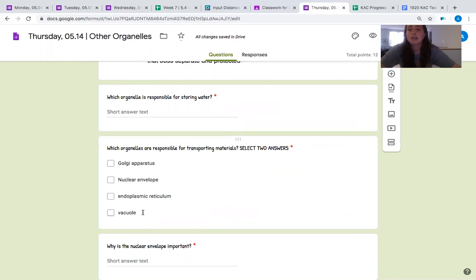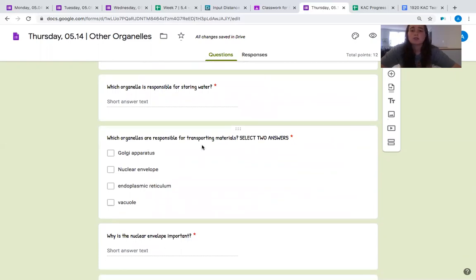Or you should have said vacuole. The vacuoles are responsible for storing water. Which organelles are responsible for transporting materials? Select two answers. Again, you can go back up to the text if you need help. We have the Golgi apparatus, the nuclear envelope, the endoplasmic reticulum, and the vacuole. Pick two.